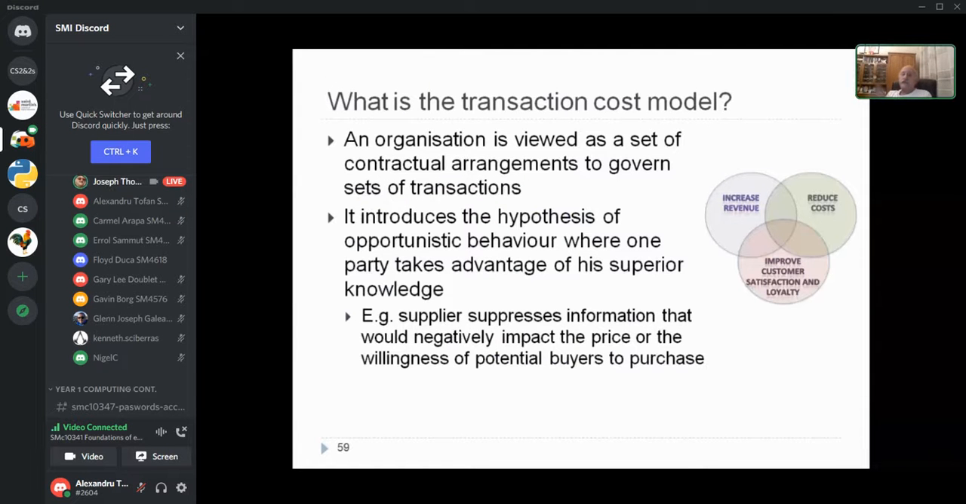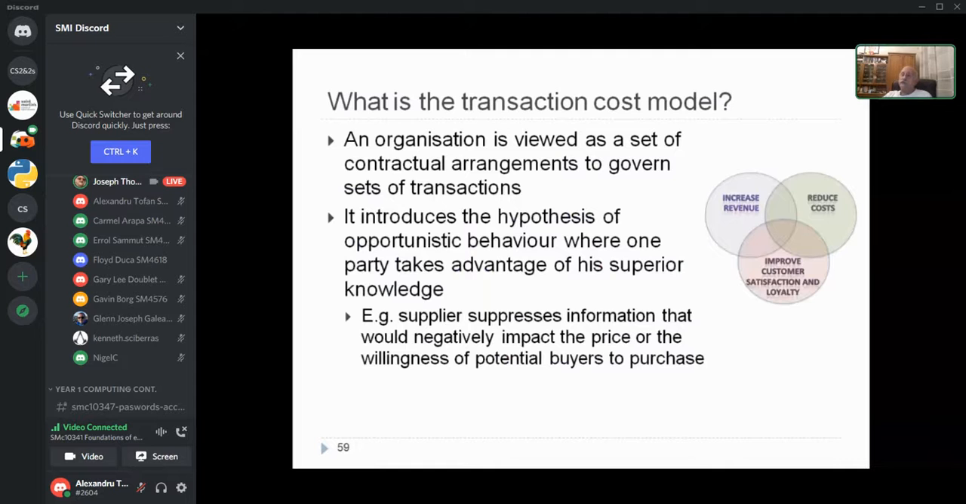Now, the transaction cost model is based on the fact that the organization is viewed as a set of contractual arrangements that govern sets of transactions. Thousands of transactions happen every day in an organization. With transactions, we don't only mean transactions between the organization and its suppliers to purchase goods, or transactions between the organization and its customers in sales. There are a lot of internal transactions as well. Issuing stocks for production, for example, is a transaction.